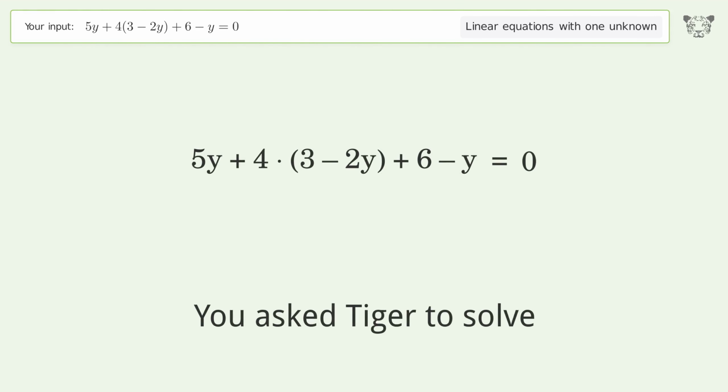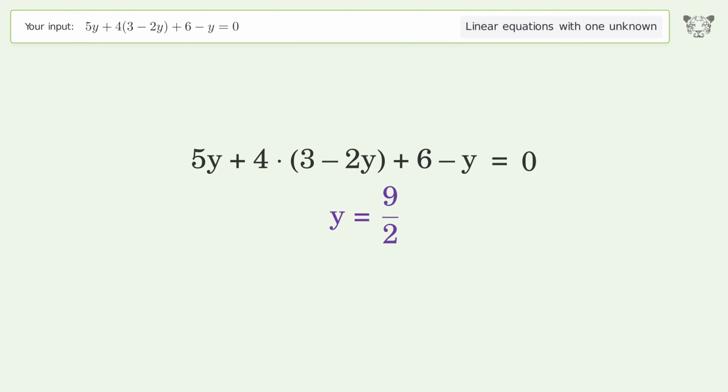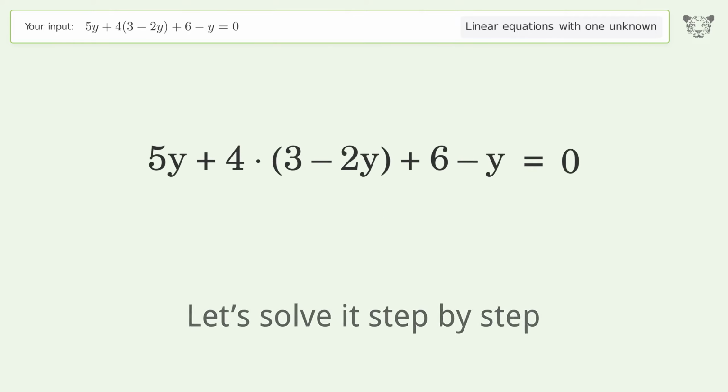You ask Tiger to solve this. It deals with linear equations with one unknown. The final result is y equals 9/2. Let's solve it step by step.